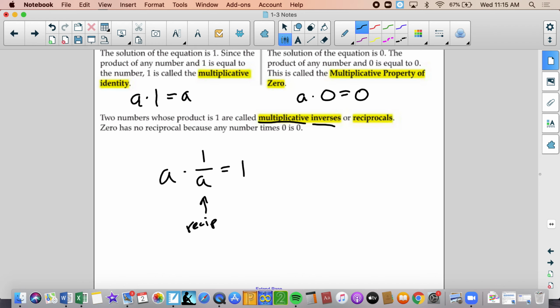Any number times its reciprocal will always equal 1. So if we have 6 times the reciprocal of 6, which is 1/6, that equals 1. If we have a fraction, 2/3, the reciprocal of 2/3 is 3/2, and the product equals 1. If we have -3, the reciprocal is -1/3. That equals +1.